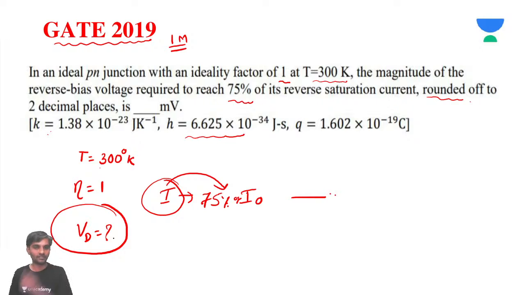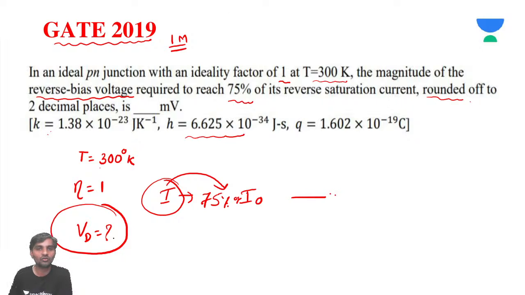What is he asking first? He is asking for the diode voltage, the reverse bias voltage. First, he is asking for the reverse bias voltage. So, how will you get the answer? What will be the answer? Very simple, I will try to tell you. You need not worry, sir. It's very simple.